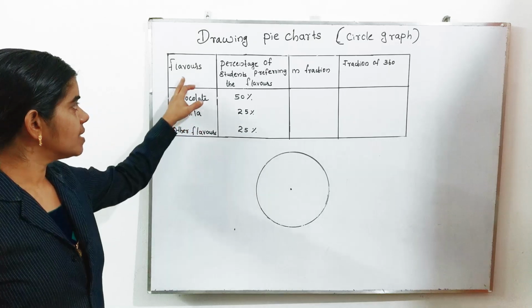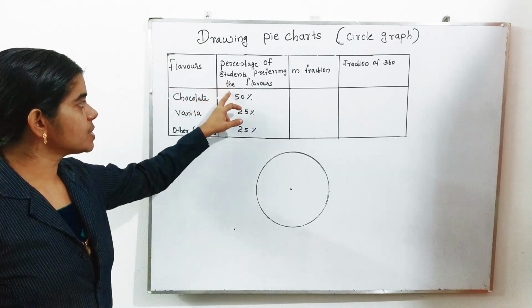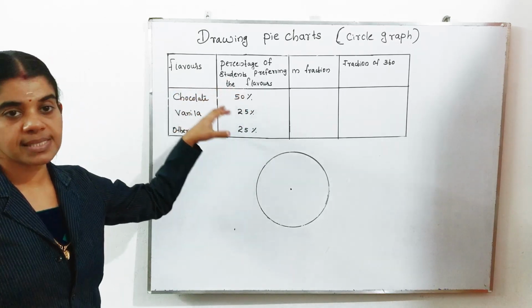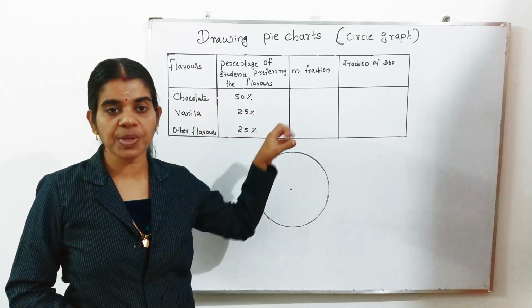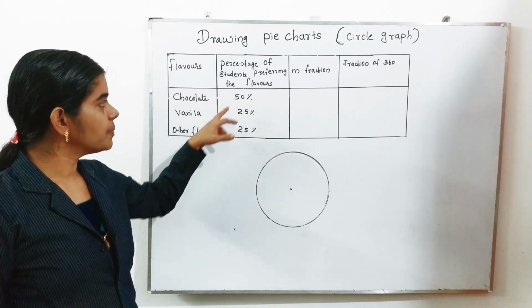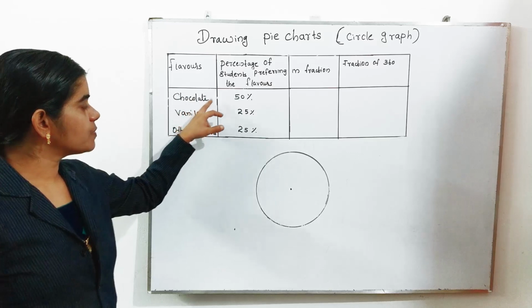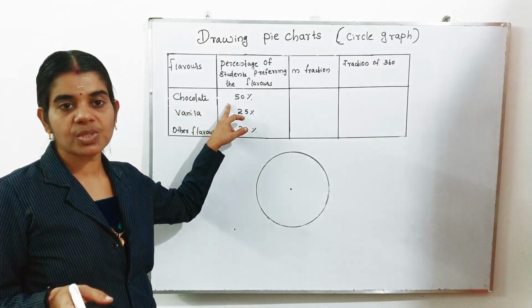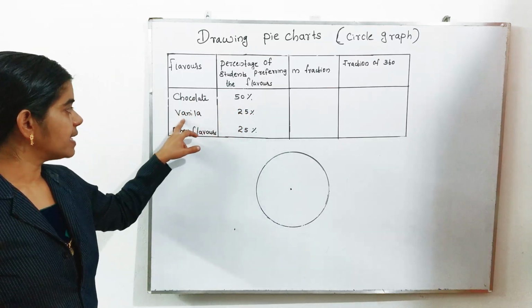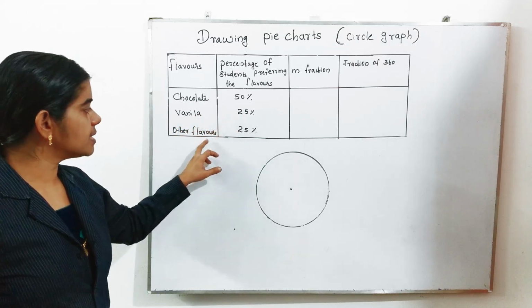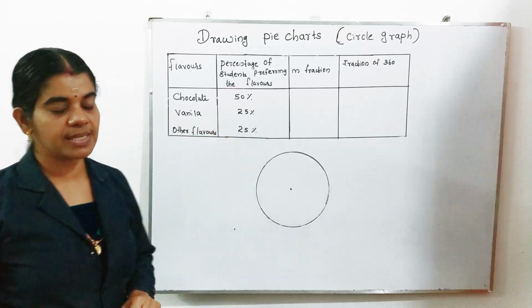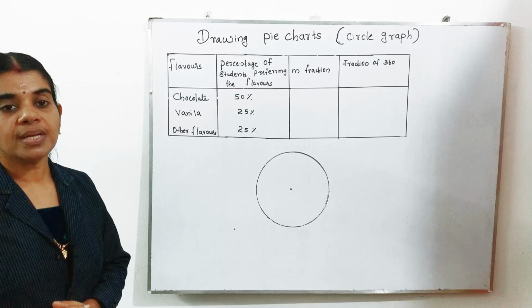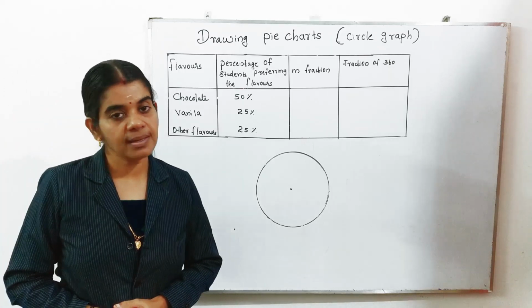The question is given: flavors, percentage of students preferring the flavors. The ice cream flavors which the students like are given. Chocolate, how many of them like? 50% of the students told they like the chocolate. Vanilla is liked by 25%, other flavors liked by 25%. This information you want to represent in a pie chart or circle graph.